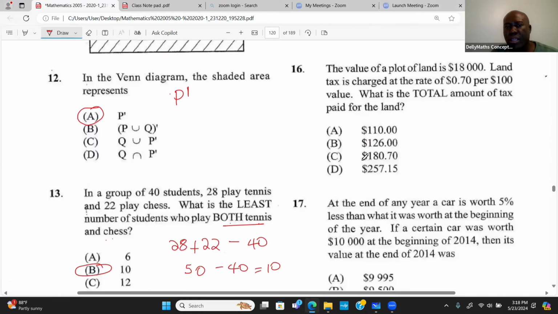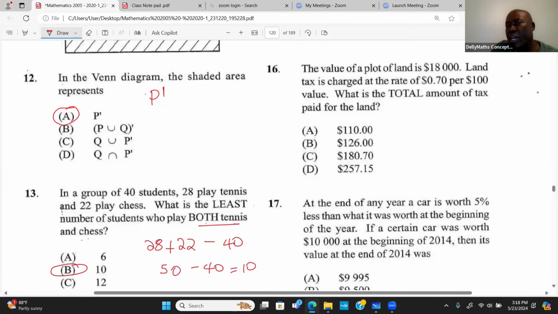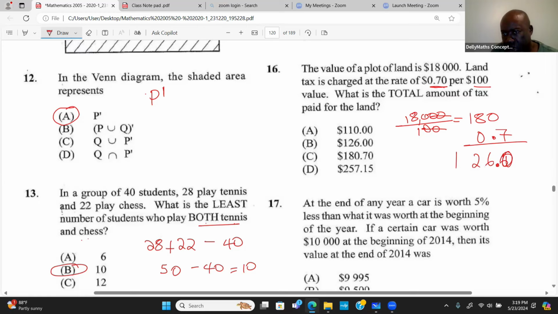So there it is. Number 16, the value of a plot of land is 18,000. Land tax is charged at a rate of 0.07 dollars per $100. What is the total amount of tax paid for the land? In this case, you want to find out how many hundreds we could get out of 18,000. So first things first, let's divide everything by 100. When we divide by 100, we get 180 hundredths. And for each hundred, it's 70 cents. So all I'm going to do is multiply 180 times 0.7. We're getting $126 right here. And remember, context of the question: what is the total amount of tax paid for the land?